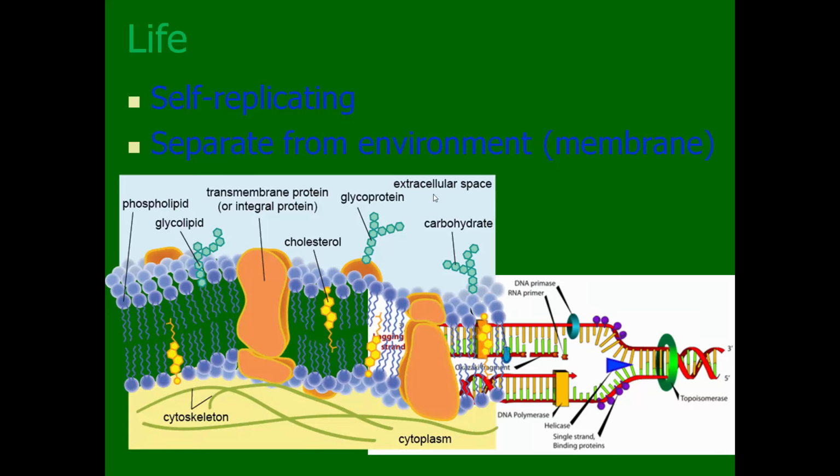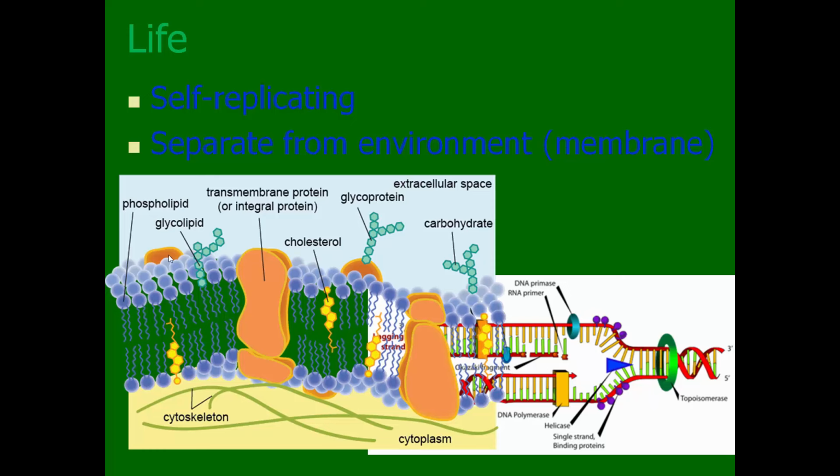Another thing is that we have to make cells separate from the environment. If you take a look at this picture, we have extracellular space, which is the stuff outside the cell. This is the cytoplasm, the stuff inside the cell. Both of these are 90+% water, but it's also how we move things in and out of the cell.